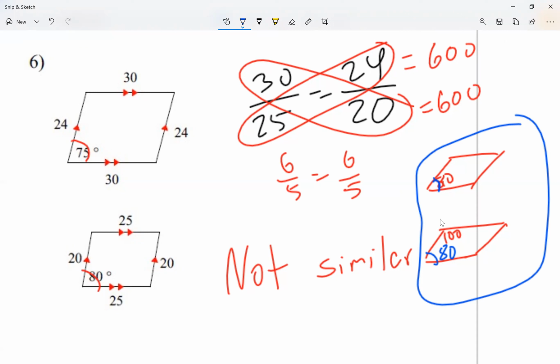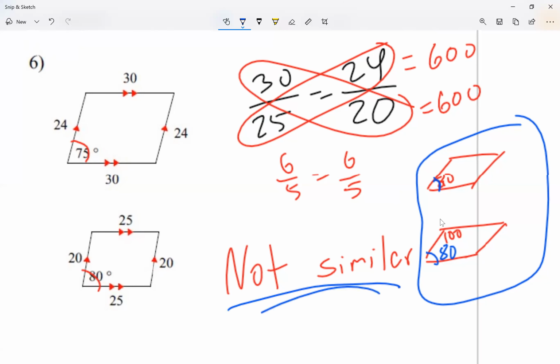Now, in our question number 6 here, 75 and 80 were corresponding angles, and the numbers were different. That's why I said this is not similar. But again, on your homework, I might throw in some adjacent angles just to see if you're paying attention. Okay.